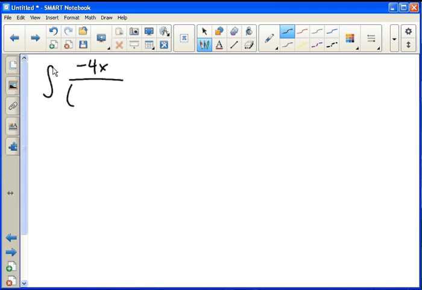We need to choose u. Well, it should be doubly obvious this time what to choose for u, because it's not only inside of the squared power, it's also in the denominator. So that's two good reasons to choose that as our u.